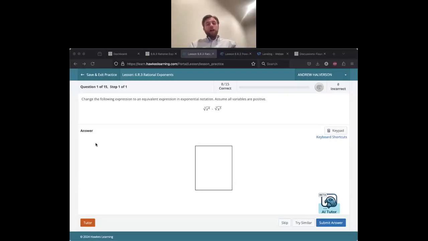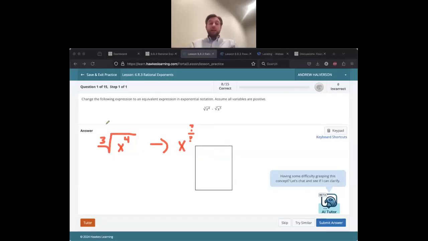Now, before I dive into this, let's talk about what they want us to do. They want us to convert this to an expression with a fractional exponent, meaning we're going to have an exponent that has a fraction, a top and bottom. So the question is how do we get a fractional exponent from this? Well, there's a rule, and here's the setup.